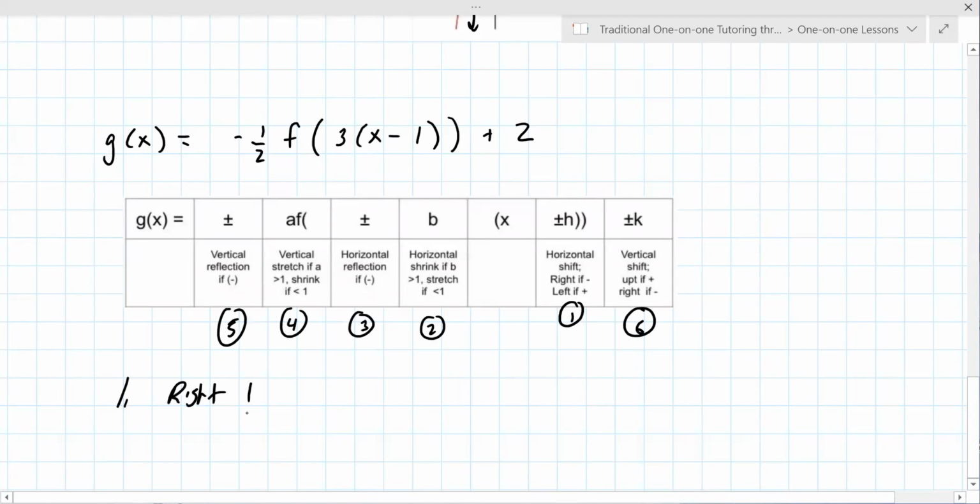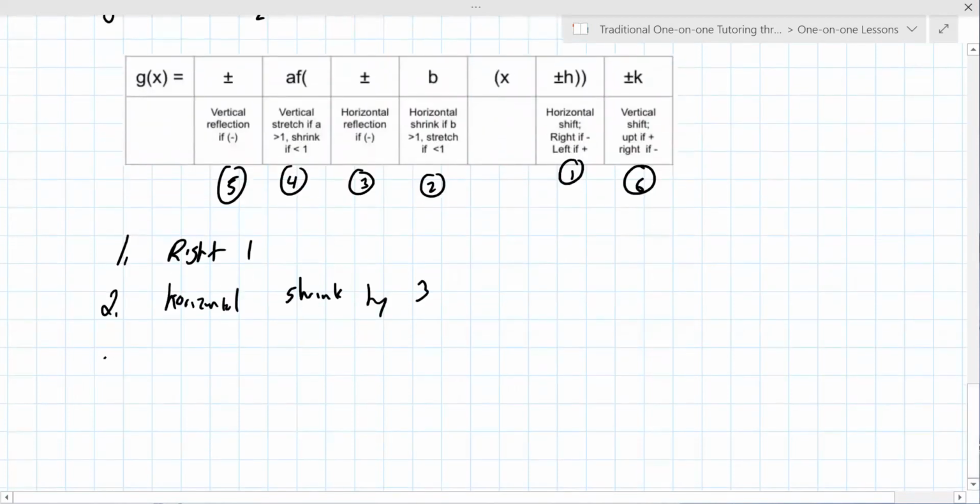Okay. And then is there a b value? Is there a number out here? Yes. So it's 3. So what is that? Is it a shrink or a stretch? Shrink. Should be a shrink, right? You might say horizontal. Horizontal shrink by 3. Okay. It's positive, so nothing happens there. But now there's a 1/2 on the outside. So what does that 1/2 do?